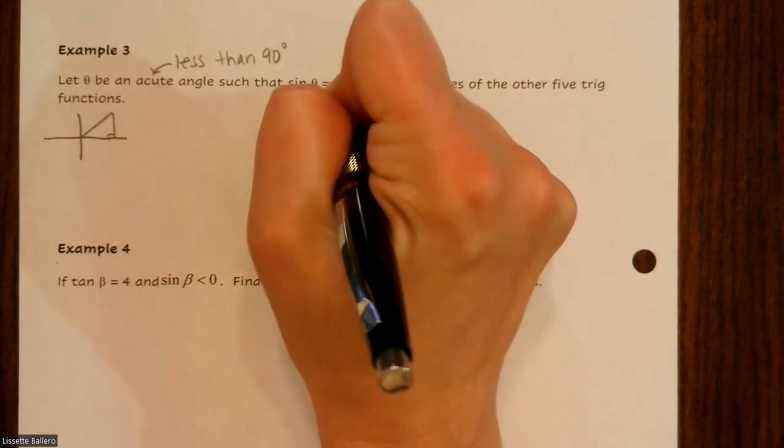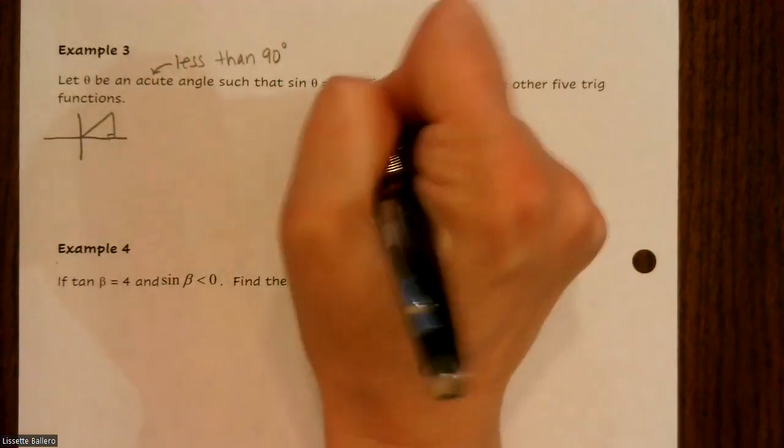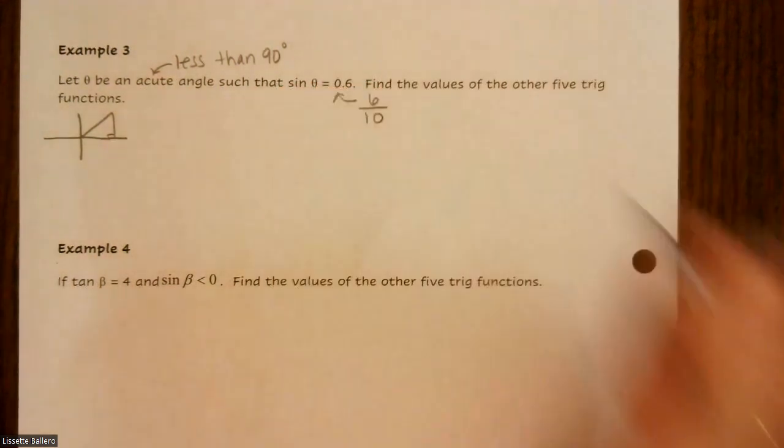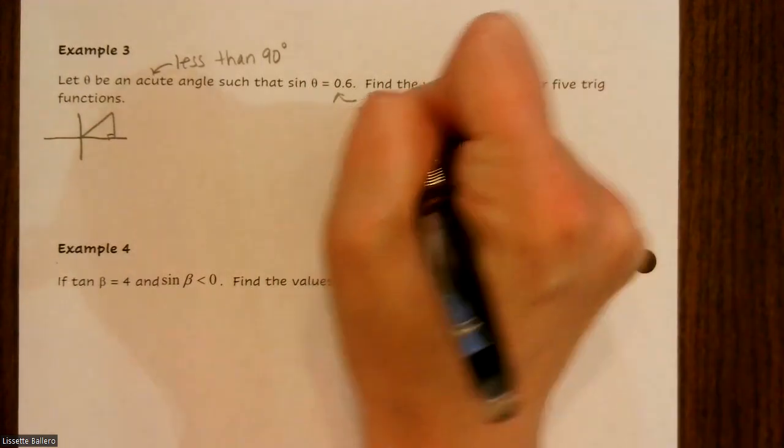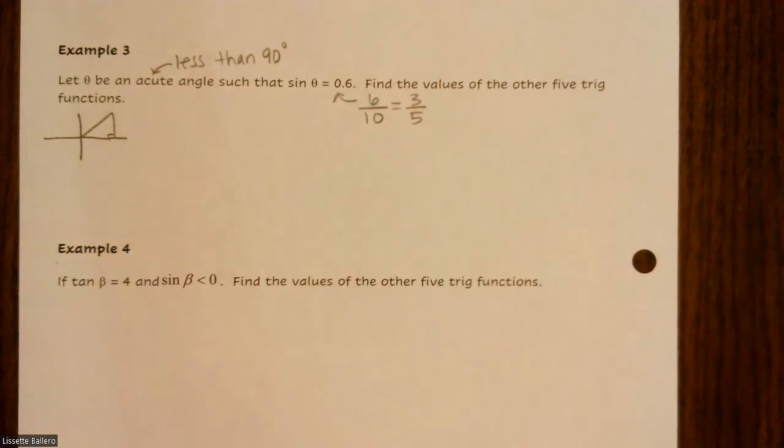The next thing I'm going to want to do is change this to a fraction. And so 0.6 is the same thing as 6 over 10. And then we can reduce that to 3 over 5 because that fraction reduces. If you forget how to change that to a fraction and it's on the calculator portion, remember you can push 0.6 and then hit math, enter, enter, and that will get you the fraction form.